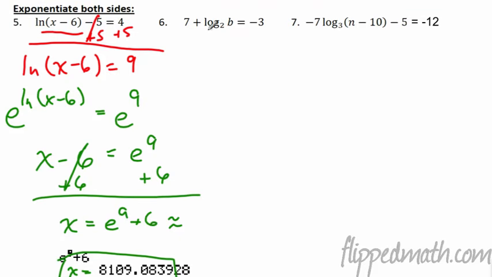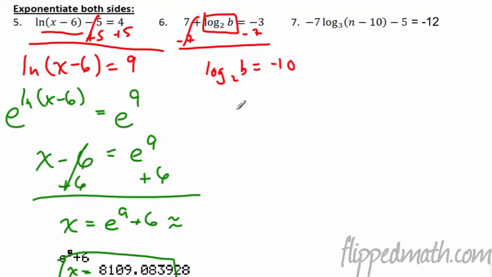Let's try number 6. We get 7 plus log base 2. Now this is a little different because we're using a base of 2. But first we've got to get that by itself because that's where the variable is. It's a log base 2 of the variable b. So let's subtract 7 from each side. We do that, we get the log base 2 of b equals negative 10. So the exponent I use on 2 to get b is negative 10.